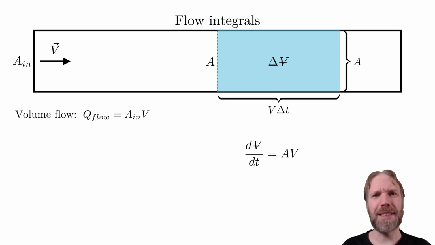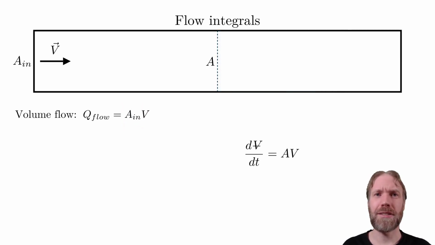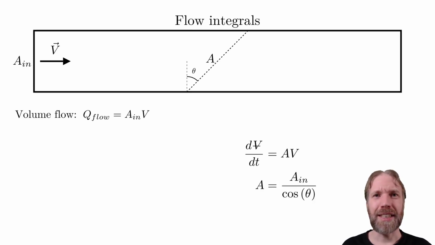But what happens if we change the angle on the cross-section? Call this angle theta. We can calculate the new area as A in over cosine theta. Logically, the flow through this cross-section should still be the same as it covers the full pipe. But as the area is larger, we need to compensate for this in some way. Let's introduce the normal vector and add in the velocity.